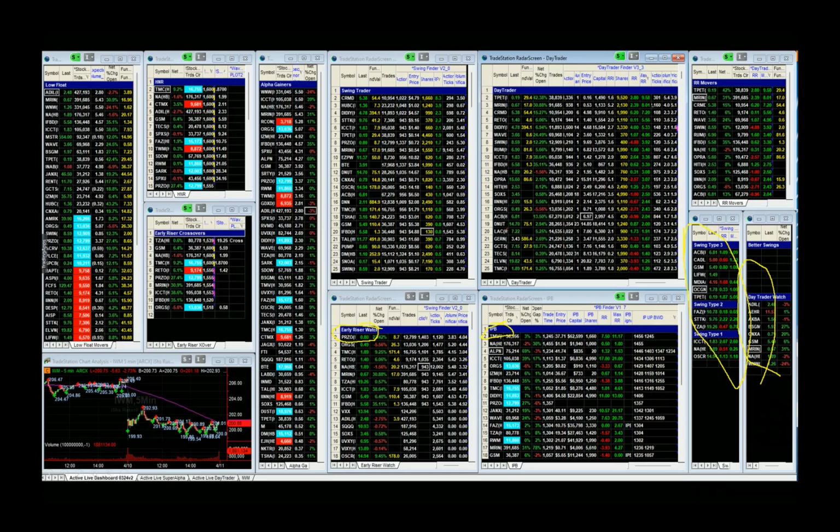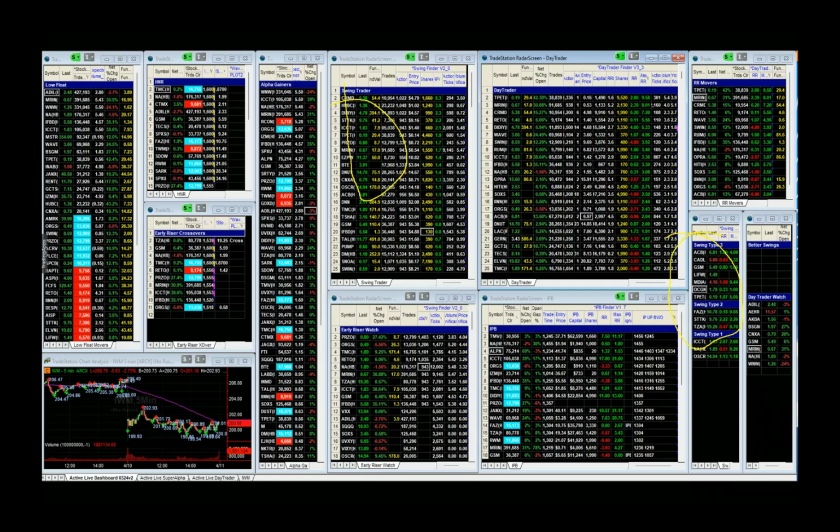And this is where we look for them to make crossovers. We look for stocks that have low floats that are moving, and you can see some of these stocks made big gains through the day. So there's lots of information on this screen. Now, you're not going to use all of this. If you're a swing trader, you're going to watch this screen and this screen. And I call out some of my favorites each day.